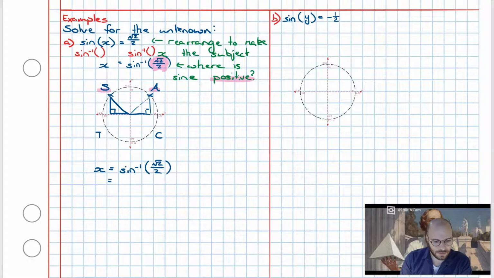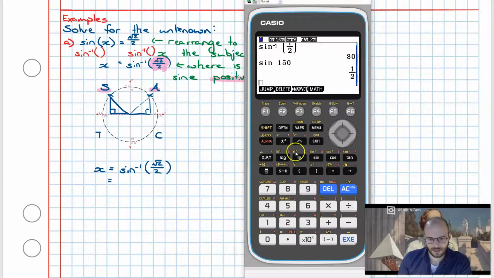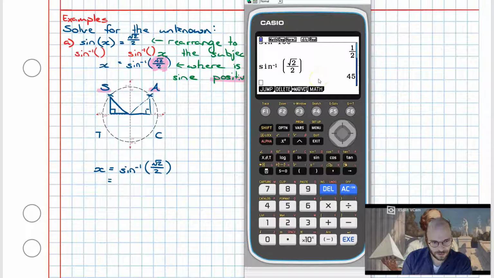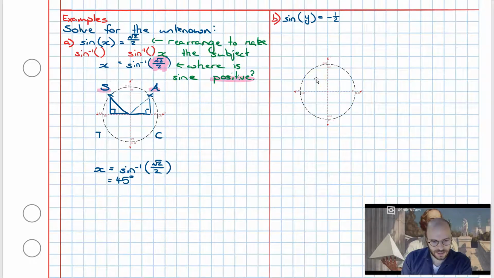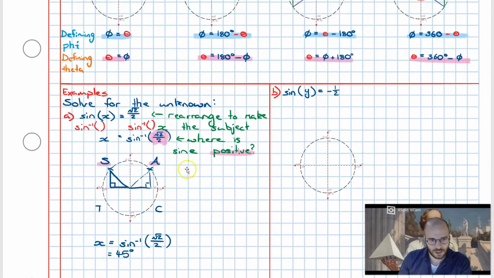And then we bring up our calculator. So up comes the calculator, and we're going to type in inverse sine of root 2 divided by 2 and execute. And it's going to tell us the first solution for the first quadrant, and that's 45 degrees as we mentioned earlier.